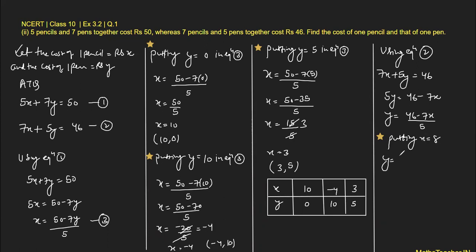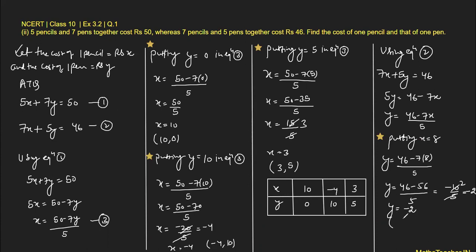So y is equals to 46 minus 7 into 8 upon 5. So y is equals to 46 minus 56. 7 into 8, 56. We all know that, right? So it is coming out to be minus 10 upon 5, 5 2s are 10. So it is equals to minus 2, right? So y is equals to minus 2. This is the solution right now.